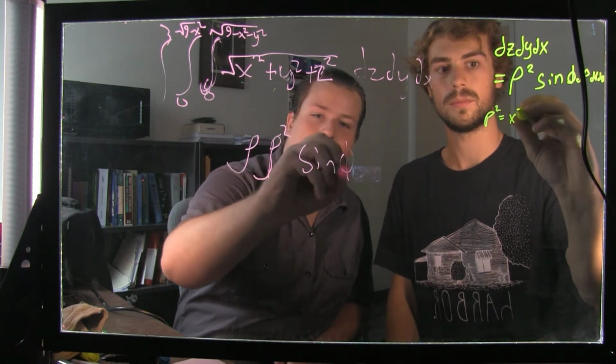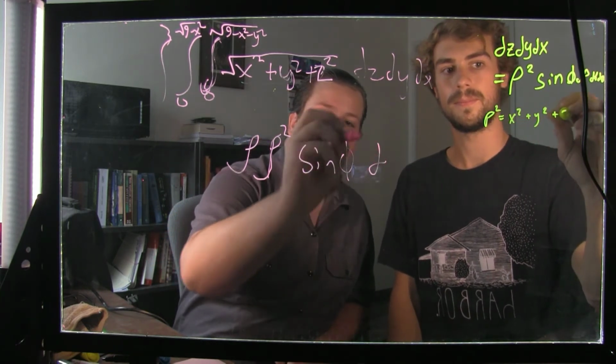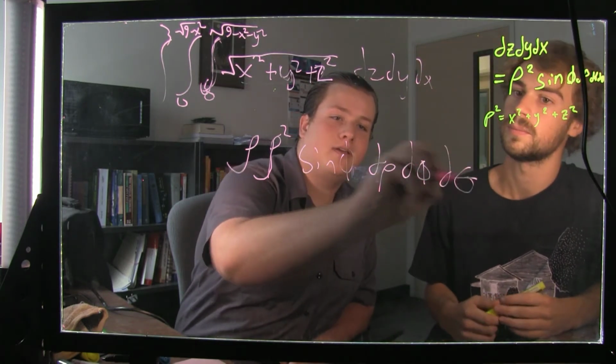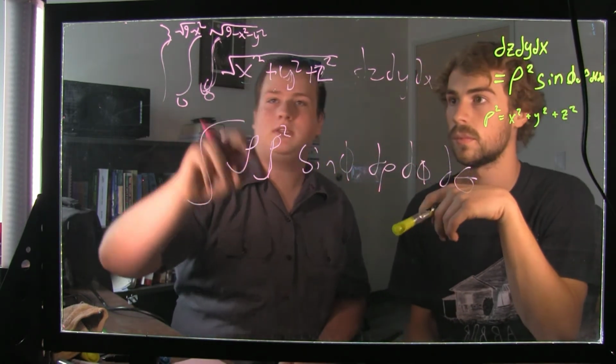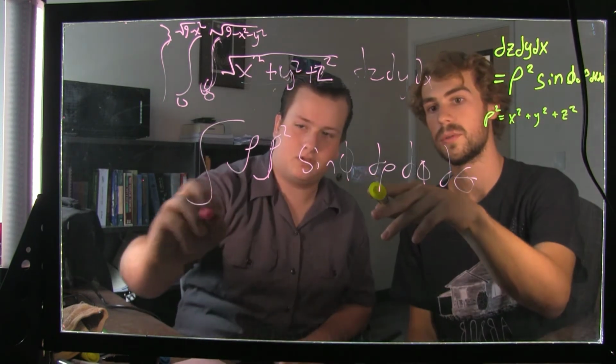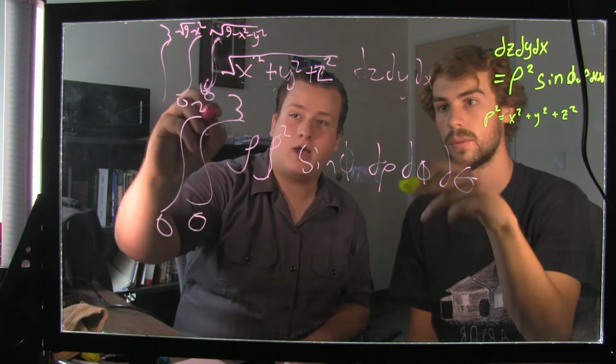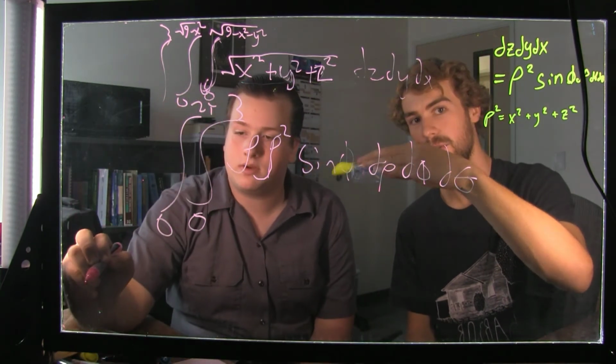Sine phi, d rho, d phi, d theta. And if you look at these coordinates, this just goes 0 to 3 since it's the rho. Yeah, the rho. This goes 0 to 2 pi because let's recreate the dome.